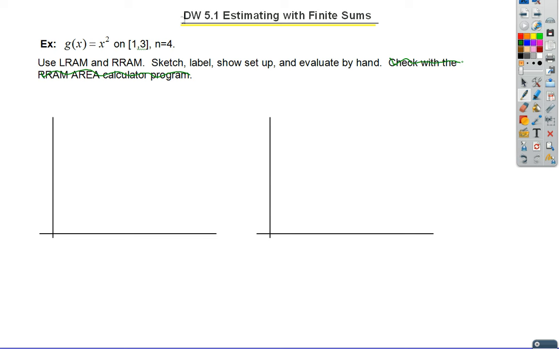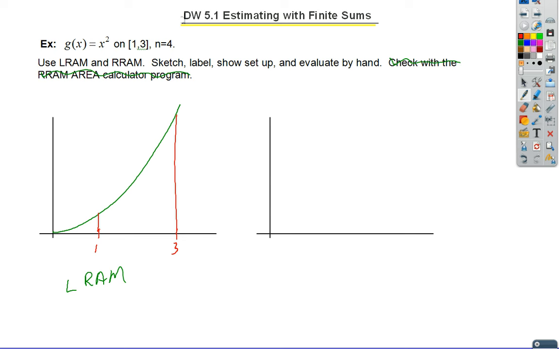So first thing we're going to do is let's do LRAM. So I'm going to label this one my LRAM. Okay, and I'm going to sketch in x squared here, and I'm going from 1 to 3. So I'm going to put this here, 1 to 3. I want to estimate my area using this one.